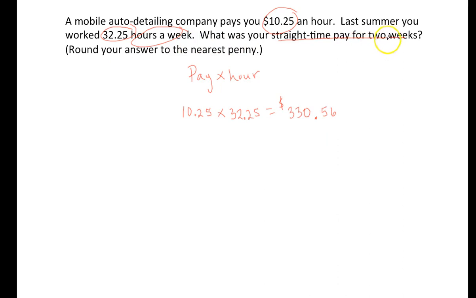But they want to know what was the straight time pay for 2 weeks. Notice this was just for 1 week. We need for 2 weeks. So we're going to go ahead and multiply that pay for 1 week by 2, and that will give us the pay for 2 weeks. And when we do that, we get $661.12.